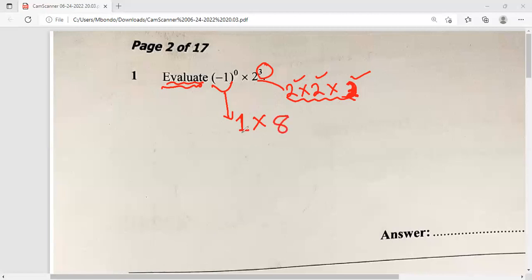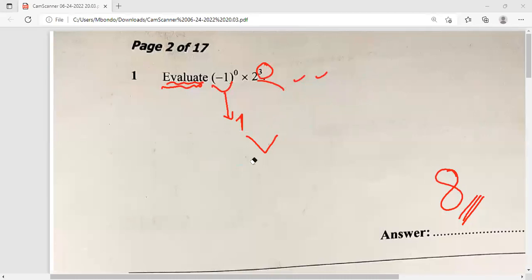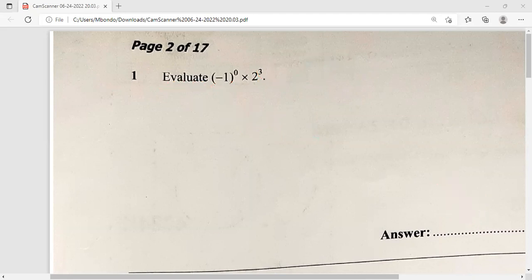Then finally, we can multiply 1 by 8. What do we get? We are going to get 8 as our answer, isn't it? That is what we are going to get. Is that clear? That is definitely what we are going to have as our answer here. Let's go to the second question.